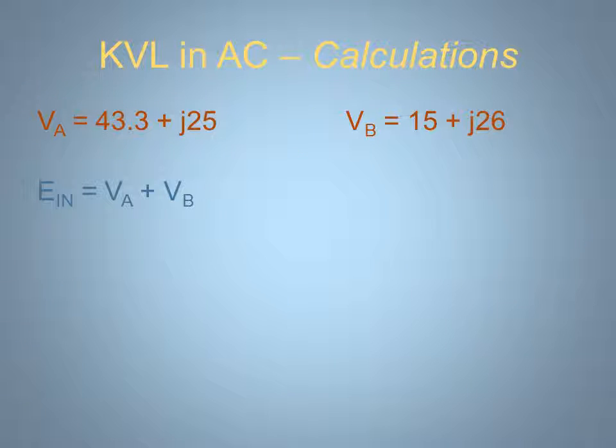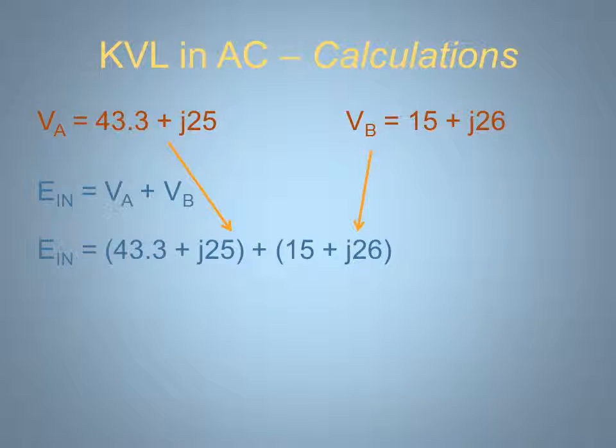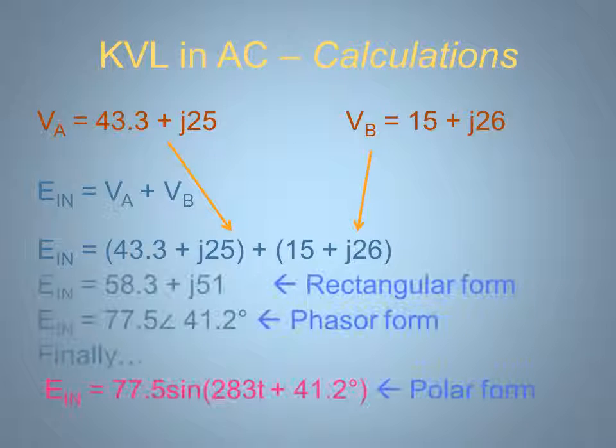So from before, we know that E in is found by E in equals VA plus VB. The answers here in rectangular form can be subbed easily into this equation. Therefore, we have E in equals 43.3 plus j of 25 plus 15 plus j of 26. Addition is carried out with the x and y values separately. We then derive E as being 58.3 plus j of 51.